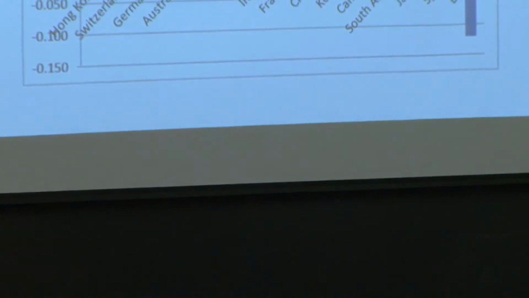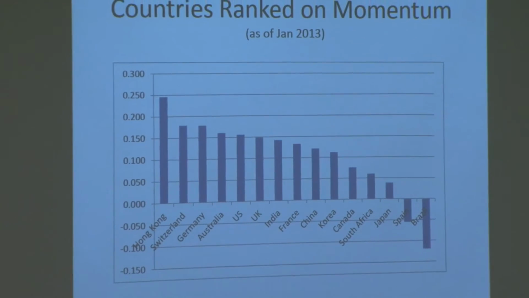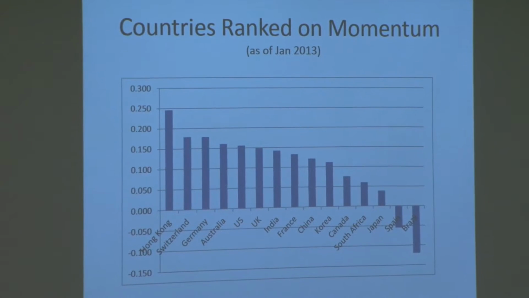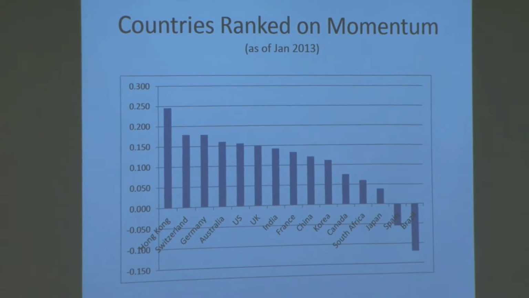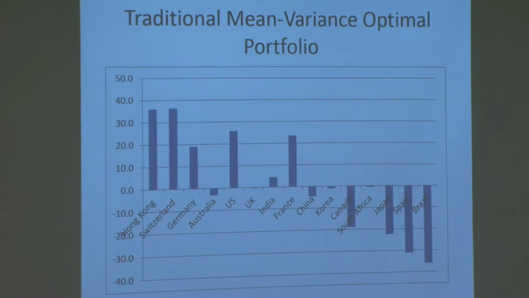Now, here are the measures of momentum as of January 2013. Hong Kong was the best performing market basically last year, Brazil the worst, and you can see how they're ranked. So the basic idea is we should assume that countries like Hong Kong, Switzerland, Germany are going to perform better than Japan, Spain, Brazil. And again, if you do the traditional mean variance approach, a natural thing to assume is that returns going forward are going to be proportional to these historical returns.